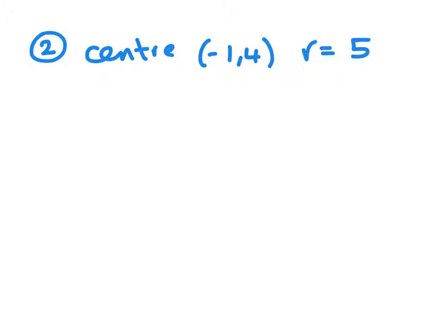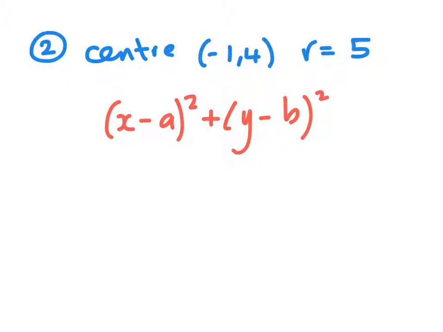For question 2, you need to write down the equation of the circle, which has the centre -1, 4 and radius 5. So basically all I'm asking you to do there, guys, is take the centre, plug it into the x minus a squared plus y minus b squared equals r squared. So it's just a case of taking each of these things and plugging them into that formula.